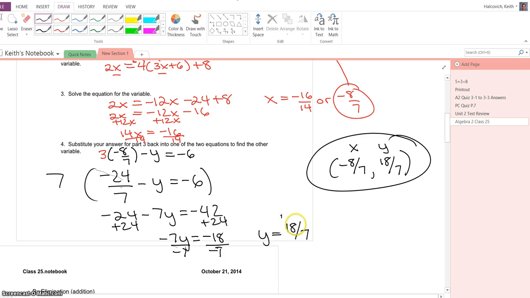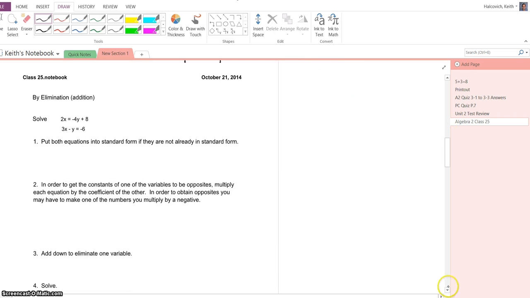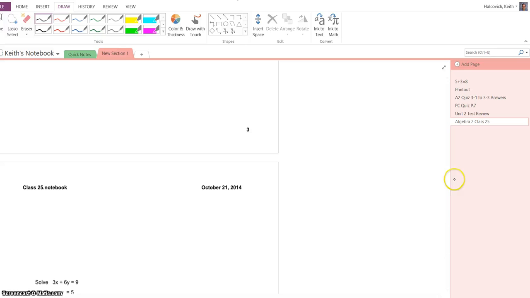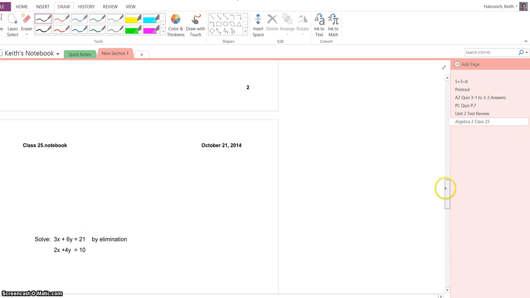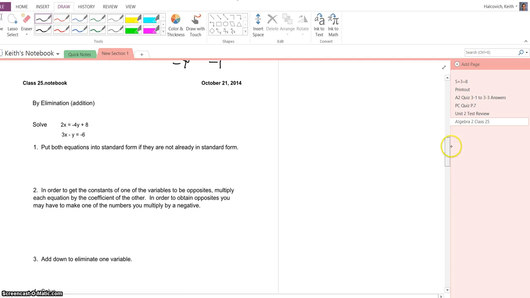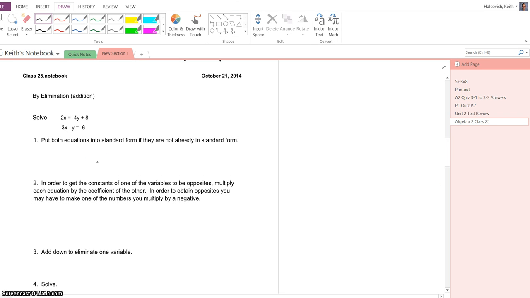So next, we'll talk about elimination. So in order to eliminate, we want to put both equations into standard form, if they are not already. So notice equation 2 is in standard form, but equation 1 is not. So let's put equation 1 in standard form by adding 4y to both sides.